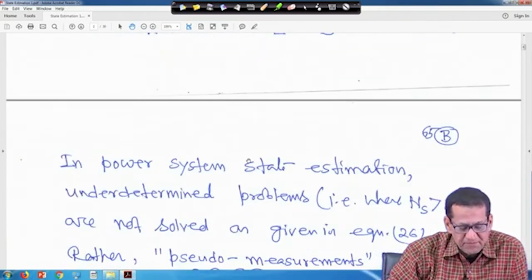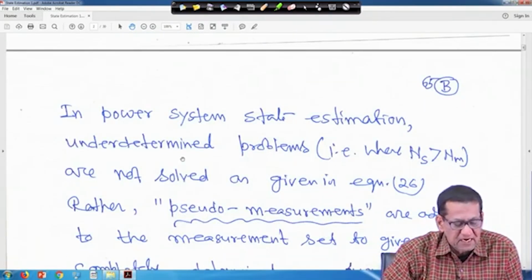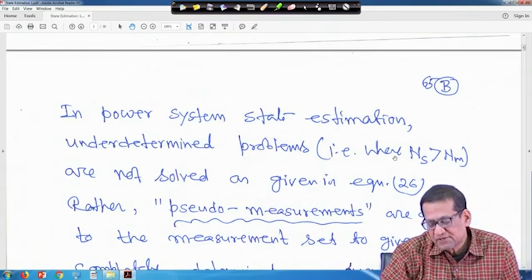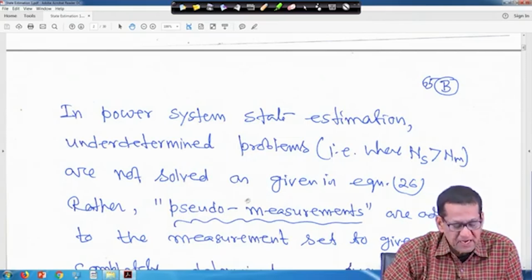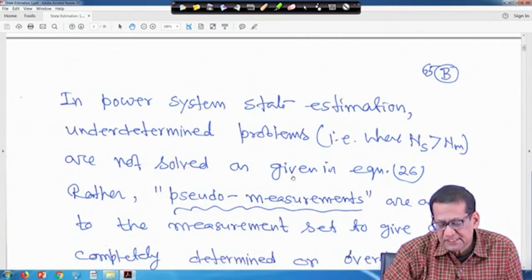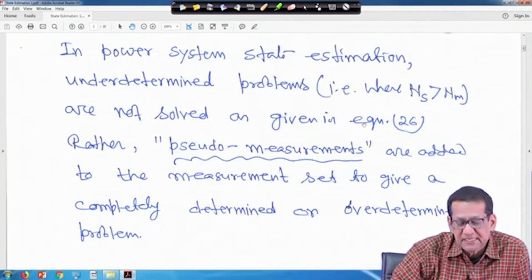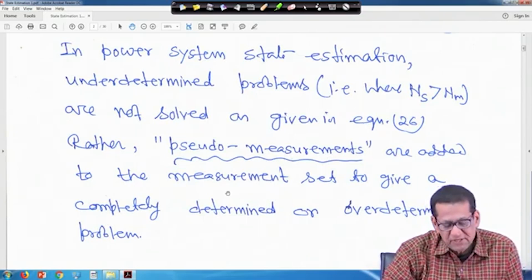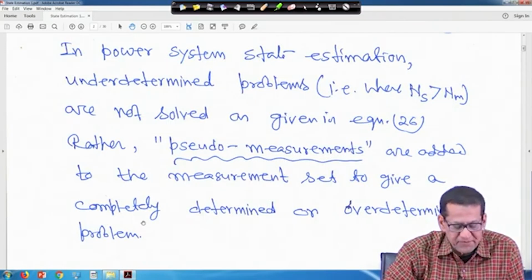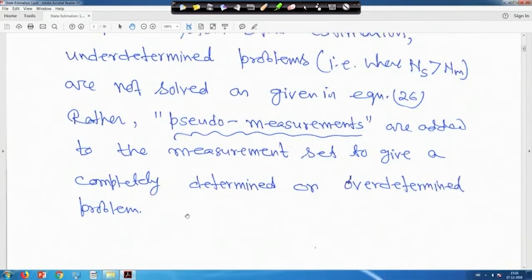In power system state estimation, an underdetermined problem, that is, when the number of state variables is greater than the number of measurements, is not solved as given in equation 26. Rather, pseudo measurements are added to the measurement set to give a completely determined or overdetermined problem.